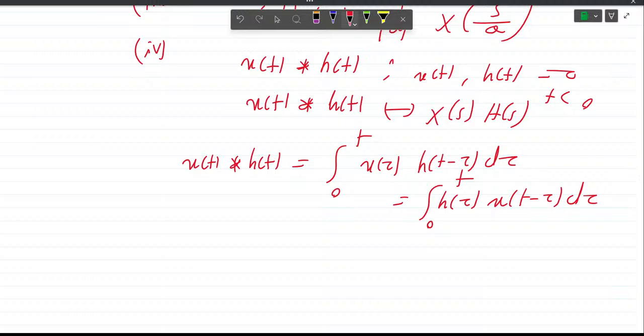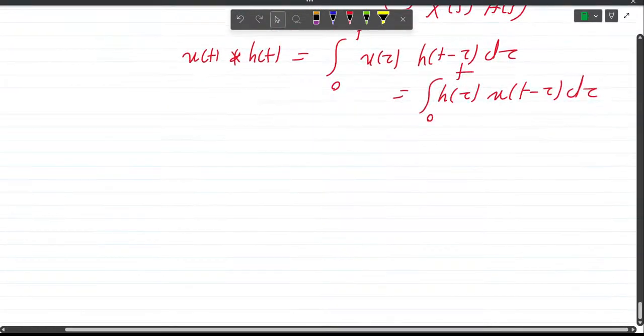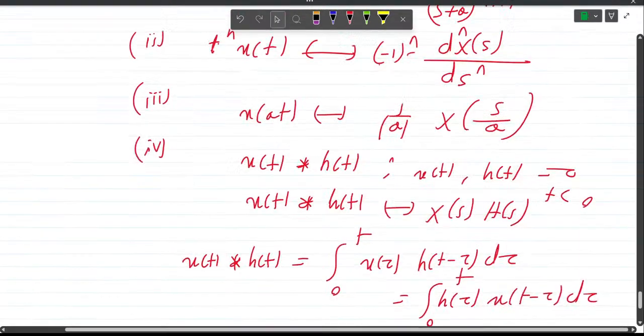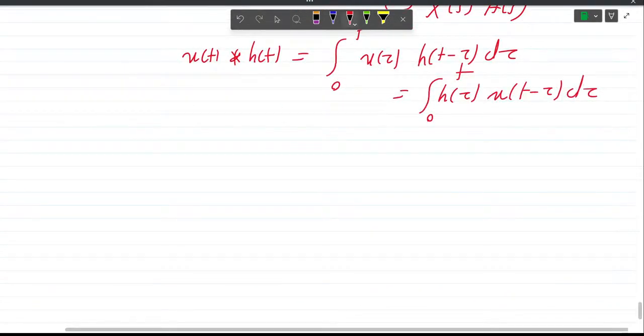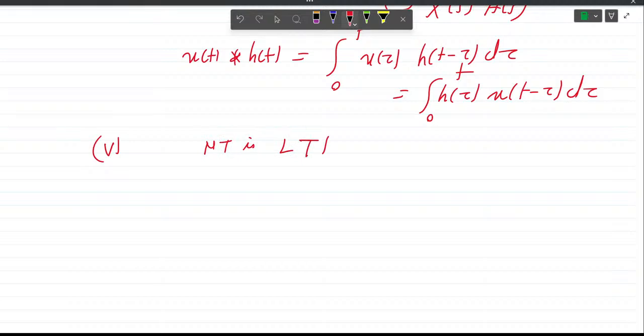Okay. So now another important property I'll discuss is that the network is considered LTI. Inherently we are considering the network to be LTI. So it's a very important property.